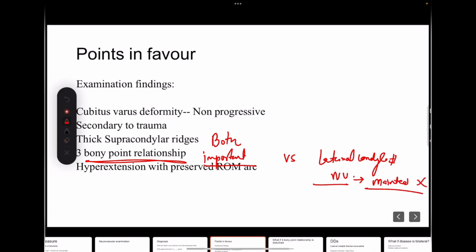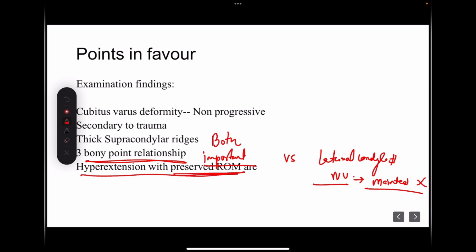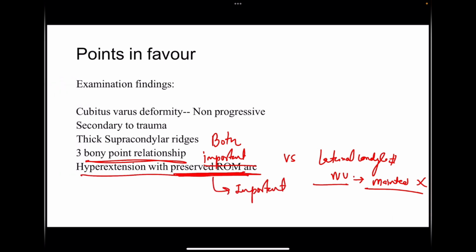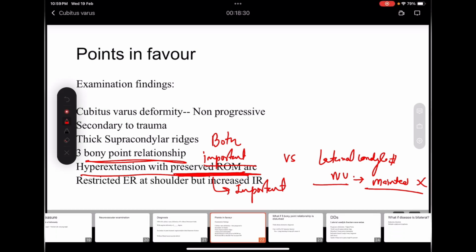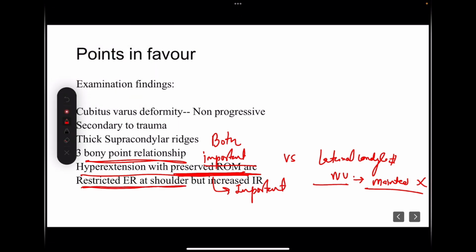And the child had hyperextension, although the arc of motion was preserved. That is also very important. And one finding that was external rotation was restricted and increased internal rotation was present. That is Yamamoto test. That is also a finding in supracondylar humerus fracture. Why are all these findings developing?